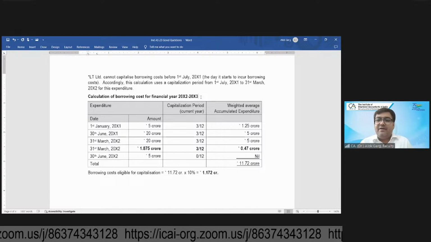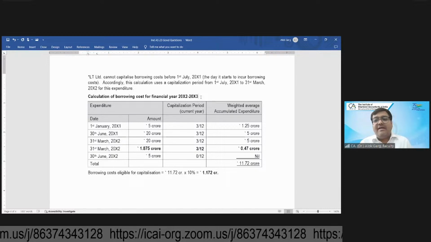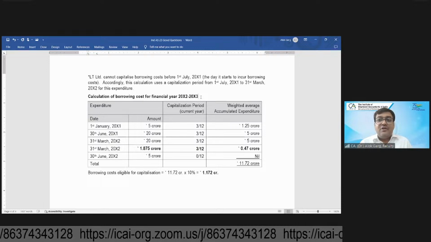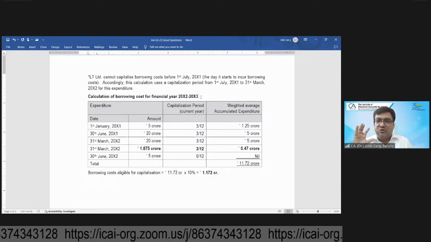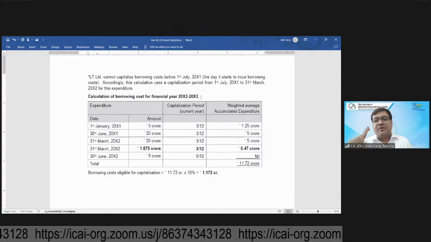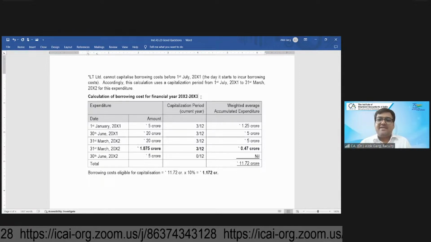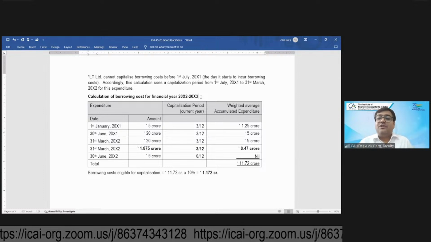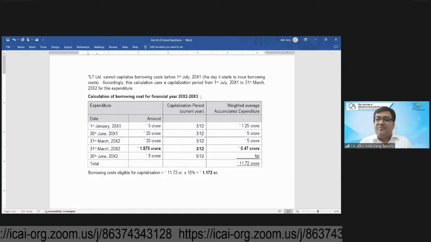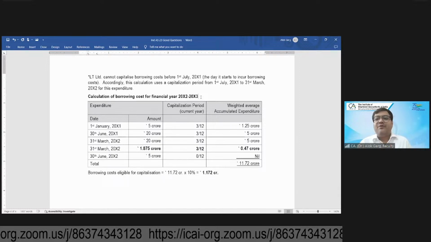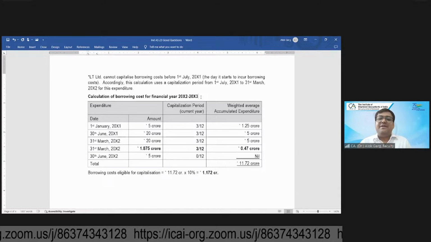For example, a construction was going on and the labor went on strike for 5 months. So for those 5 months, the borrowing cost will not be capitalized. The borrowing cost will be charged to P&L. The standard says that. Cessation of borrowing cost: when the borrowing cost should stop from capitalization? When the asset has become available for its intended use or sale.